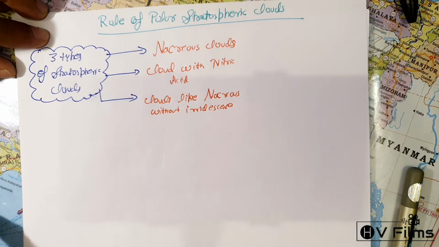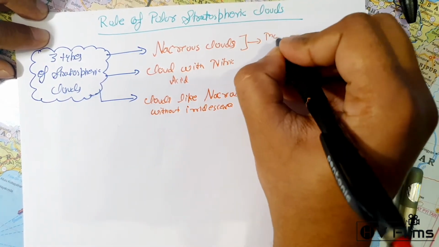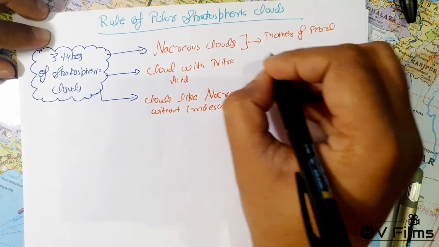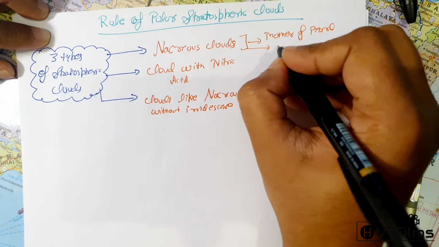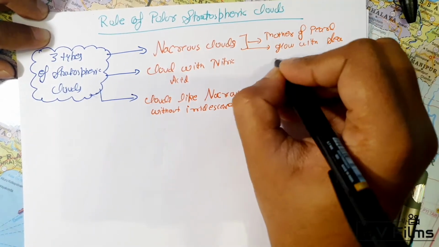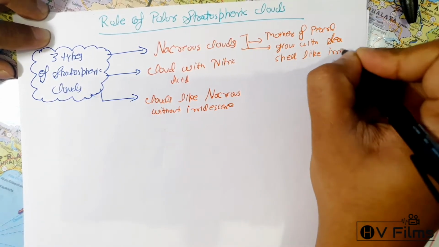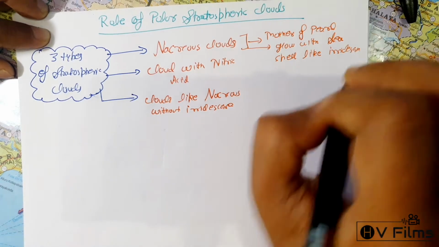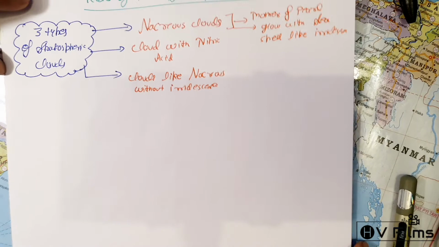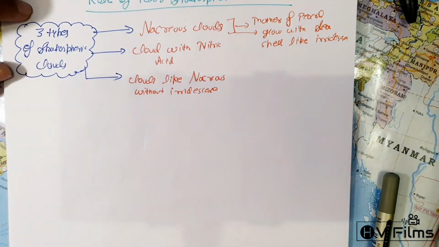So in short, nacreous clouds are also called the mother of pearl, and they glow with sea shell like iridescence. So these are mainly the stratospheric clouds. They can ask you in the MCQs what the stratospheric clouds are. Then nacreous cloud is a stratospheric cloud. You can mention it there.